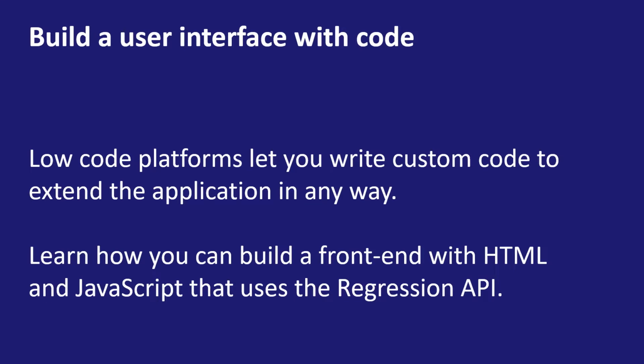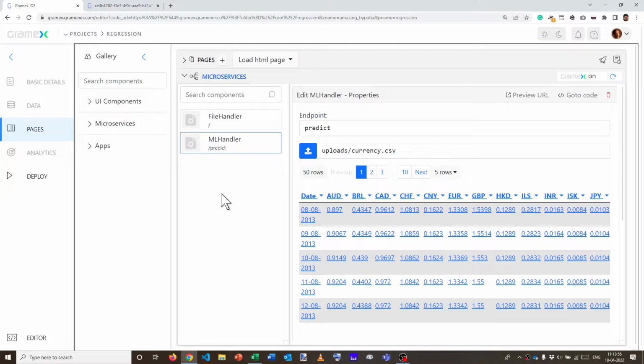In this particular section, you'll learn how you can build a front end by writing code in HTML and JavaScript using the regression API that Gramix has created. You don't need to know HTML or JavaScript to create and run this exercise. You're welcome to just follow along and modify the code to your convenience. If you are already familiar with HTML and JavaScript, then you're welcome to rewrite the code in any way that you find convenient. Let's explore how we can create an interface to make a prediction of these currency values.